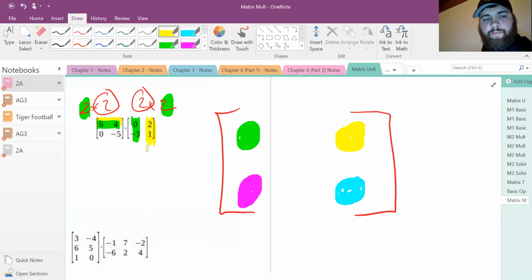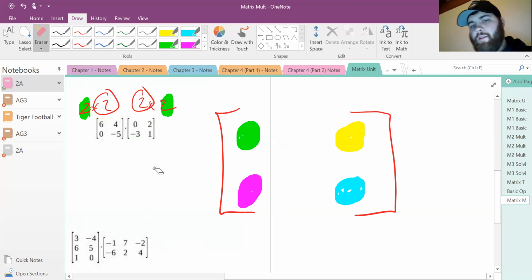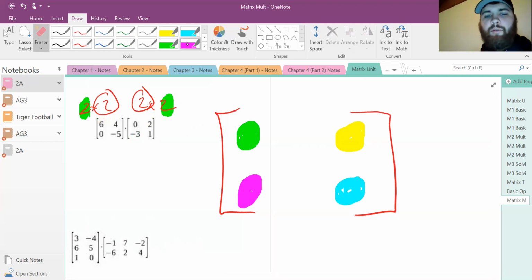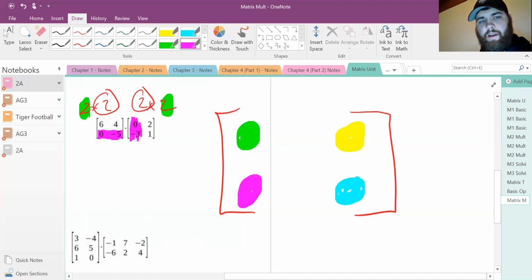All right. Now, let's erase that so we can see it better. If I want to go down to the second row, well, I go down to the second row in my first matrix, and I multiply it by the first column. If I want to get the blue dot, the last slot to fill there, I take the second row and I multiply it by the second column.